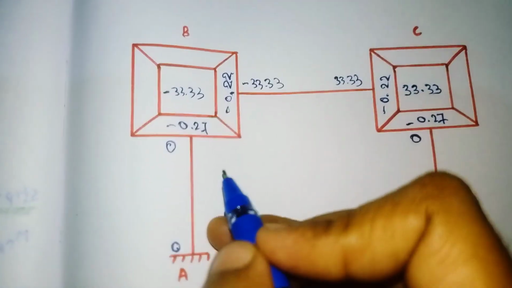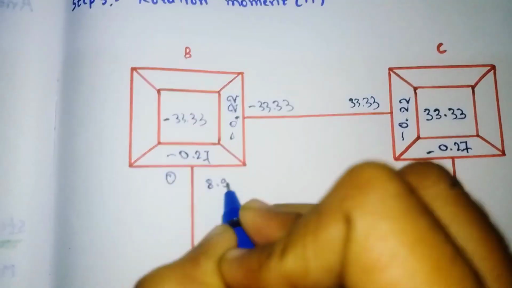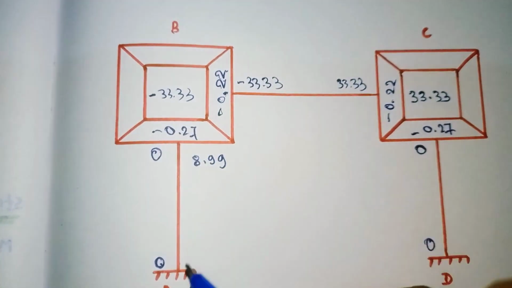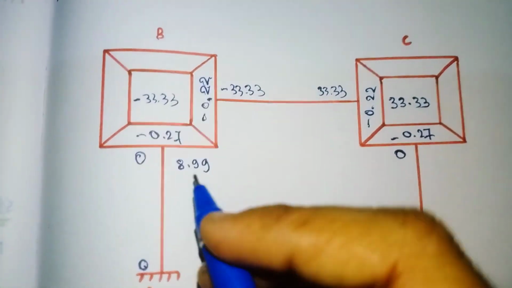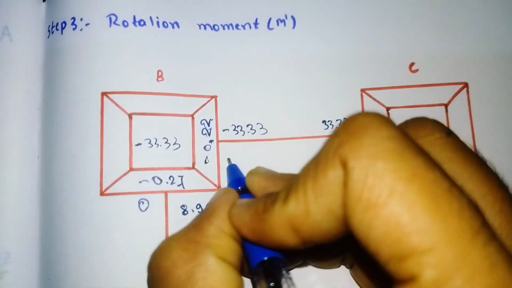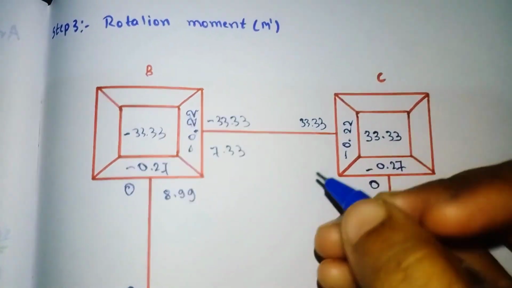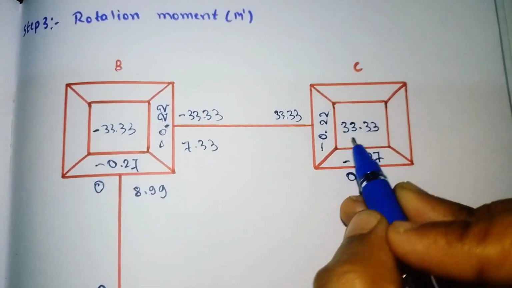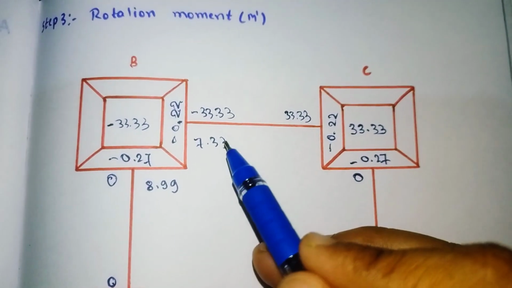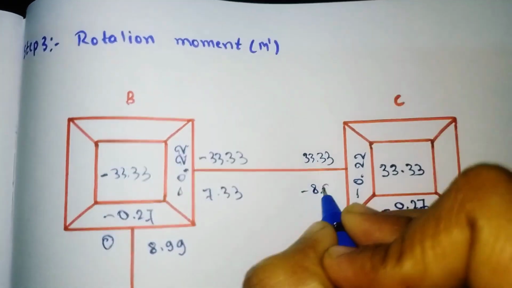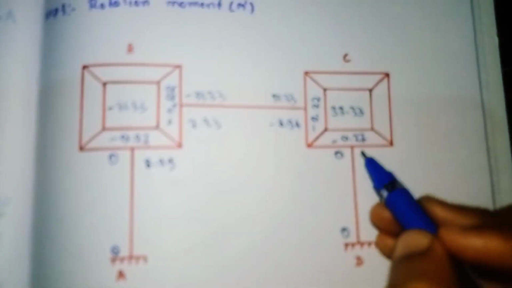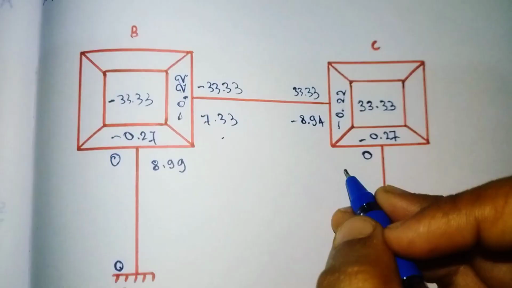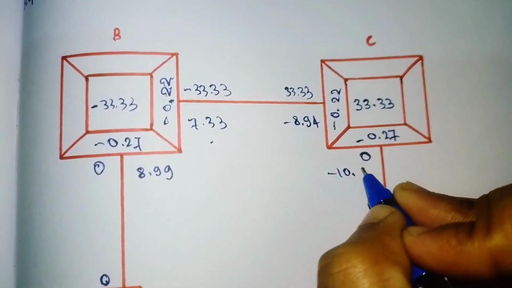Now, this into this plus the fixed end moment, this plus this, it will come out as 8.99. Again, this into this plus this and this add, so it will come out as 7.33. For CB, this into this plus the fixed end moment of this one, it will come out as minus 8.94. And for CD, this into this plus this, it will come out as minus 10.97.